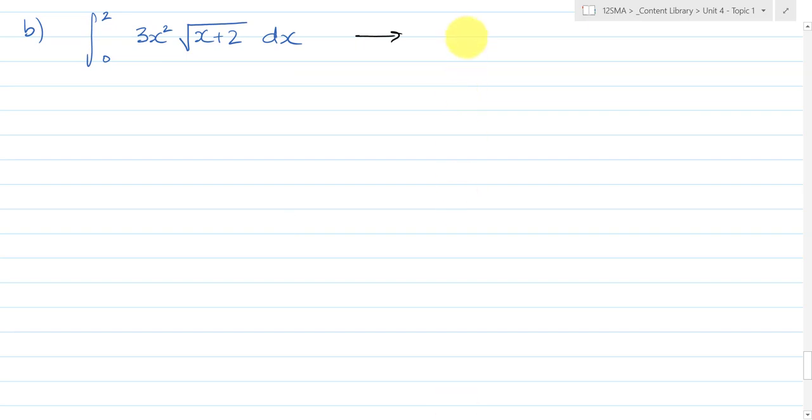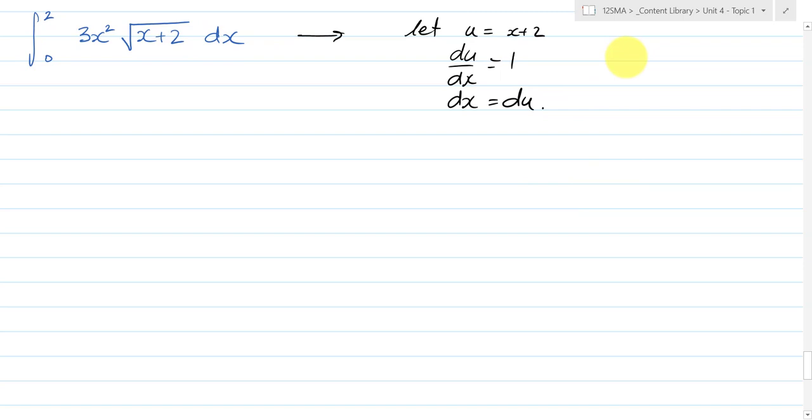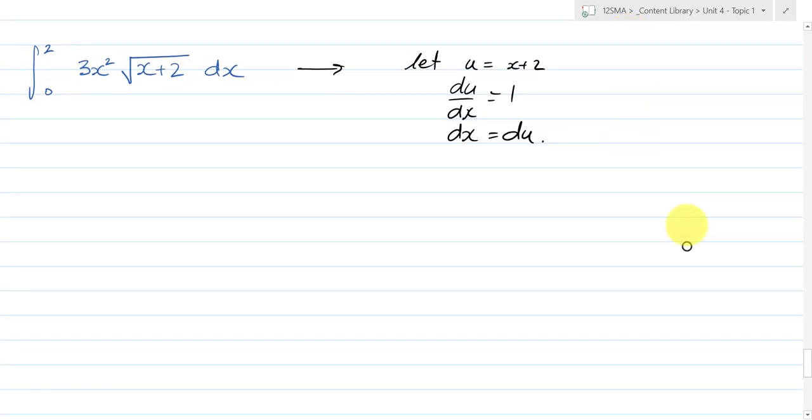So what I'm going to do is let u equal x plus 2, which means that du/dx equals 1, and dx therefore equals du. Now if u equals x plus 2, then the upper terminal for u is equal to 2 plus 2, which equals 4, and the lower terminal for u is equal to 2 plus 0, which equals 2.